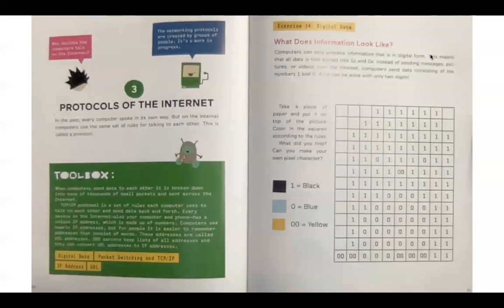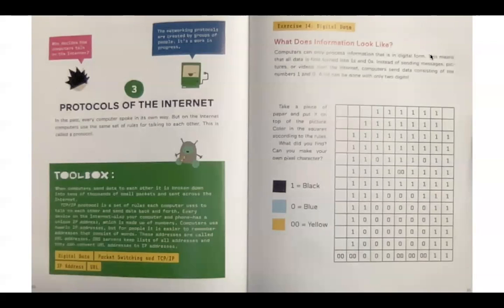TCP/IP protocol is a set of rules each computer uses to talk to each other and send data back and forth. Every device on the internet, also your computer and phone, has a unique IP address, which is made up of numbers. Computers use numeric IP addresses, but for people, it's easier to remember addresses that consist of words. These addresses are called URL addresses. DNS servers keep lists of all addresses, and they can convert URL addresses to IP addresses.